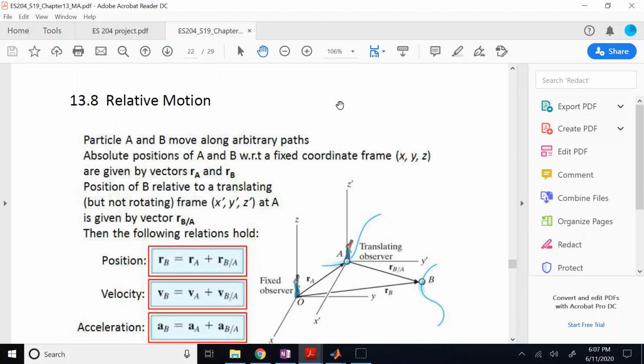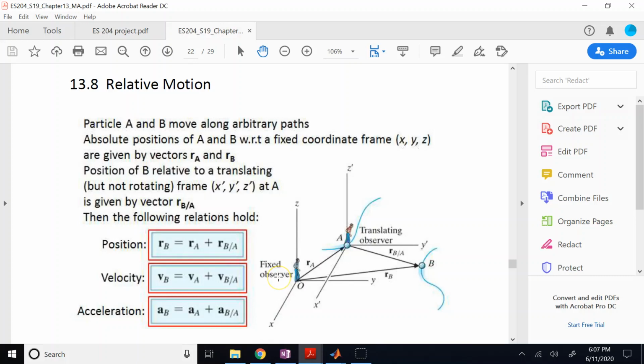Let's start with relative motion. As I mentioned in the past, when you measure the position of any object, you always measure it with respect to a reference, right? With respect to a coordinate system, with respect to an observer. And if you change the observer or the reference, then you're going to get different measurements, right?